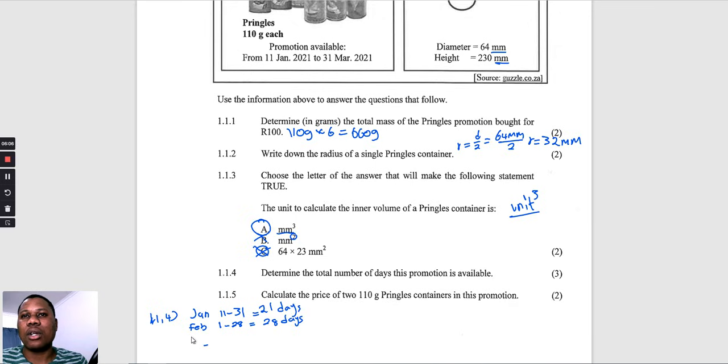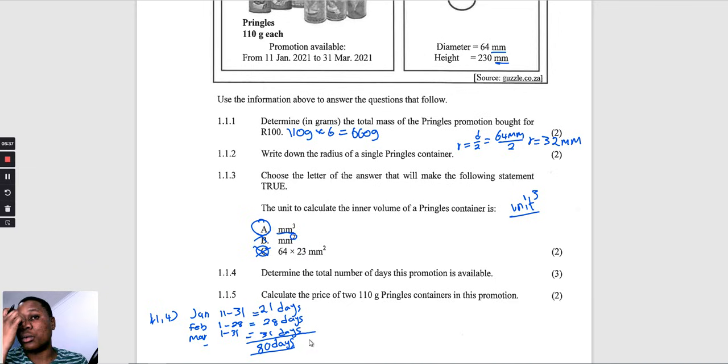Okay, and then on March, the promotion will still be there from the 1st up until the 31st. That is where the promotion will be ending. So all in all, the promotion will be there. Then we are going to add 21 days of January plus 28 days of February plus 31 days of March. So the promotion will be available for 80 days.